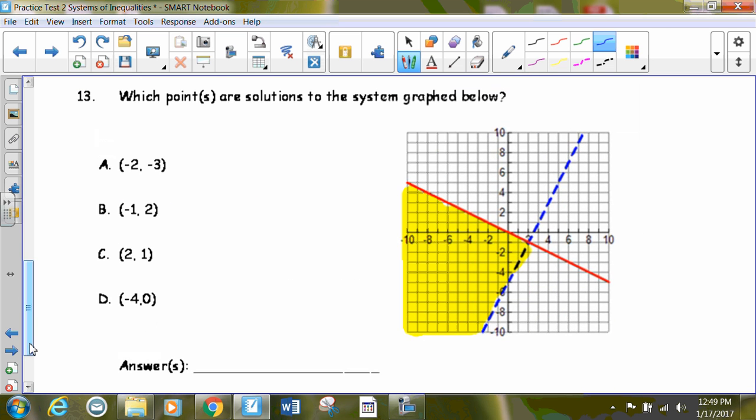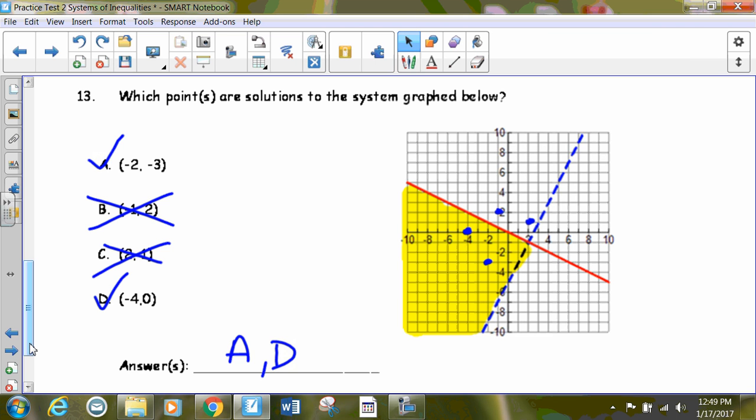We're going to do the same thing here. We're going to go ahead and graph -2, -3, and it's obviously part of the solution. We're going to graph -1, 2, nope, did not make the solution. 2, 1, nope, did not make the solution. And -4, 0, yep, that made the solution. Now, here's the deal. I don't like that this practice test doesn't have, so we have 2 solutions.